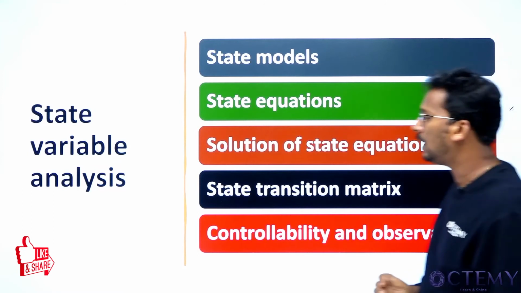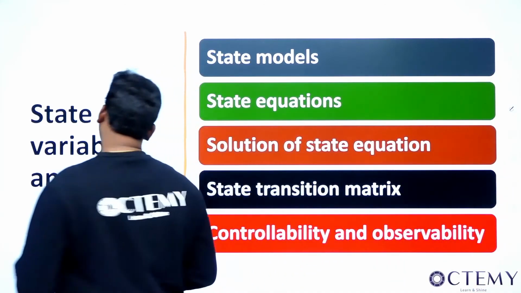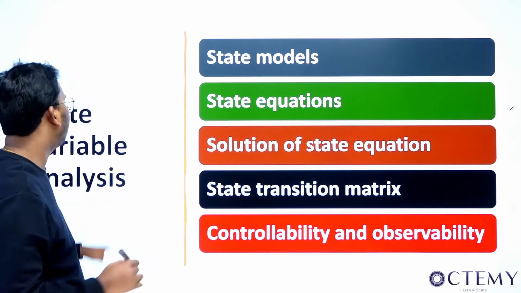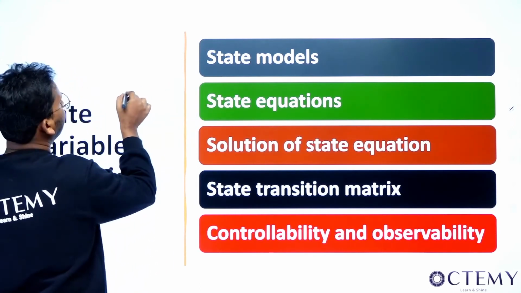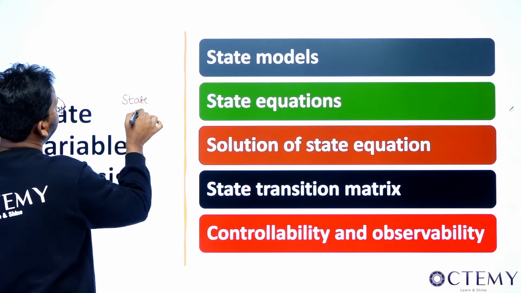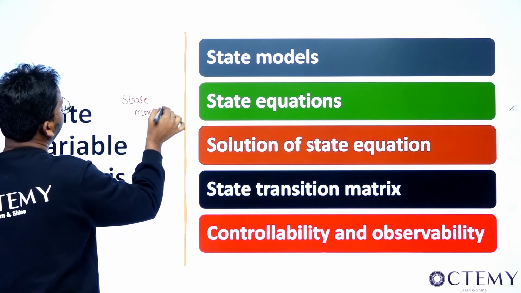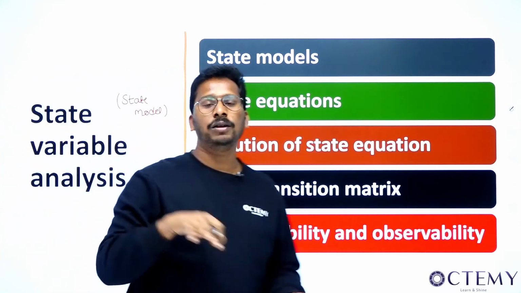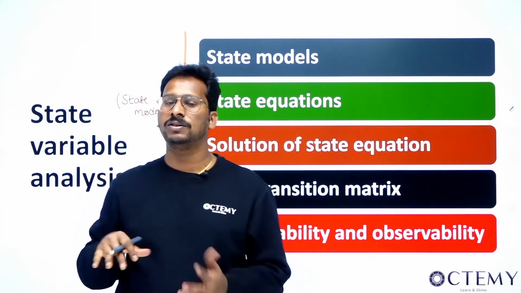Next, the last chapter is state variable analysis. In state variable analysis, what we'll see, sir? This is called state space model, also I can call it as state model or state space model. Now, whatever we have done so far in the first 5 units is one side, and what we are doing in the 6th unit, the last unit, is one side, sir.